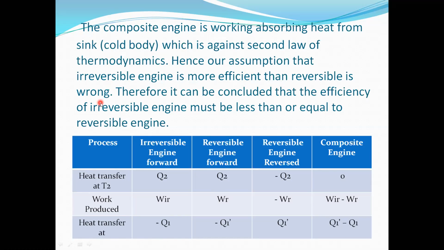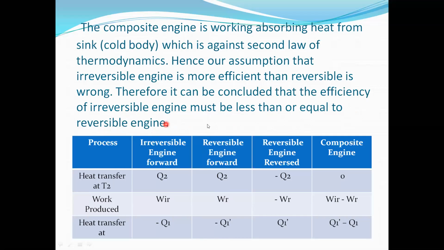यानी स्टार्टिंग में हमने जो फर्ज किया था, कंसिडर किया था कि irreversible engine मोर इफिशियंट है, मोर पावरफुल है, रिवर्सिबल से. सो दैट स्टेटमेंट इज रॉन्ग. तो फिर क्या होगा? Therefore it can be concluded that the efficiency of irreversible engine must be less than or equal to reversible engine. यानी जो दो इंजन हैं, एक इरिवर्सिबल और दूसरा रिवर्सिबल, तो इरिवर्सिबल इंजन की जो इफिशियंसी है, या तो वो क्या होगी? कम होगी रिवर्सिबल से, या इक्वल टू रिवर्सिबल.